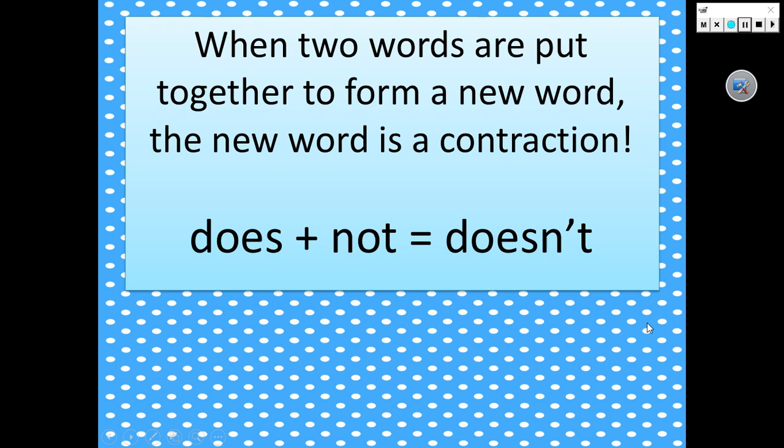So contractions are when two words are put together to form a new word. The new word is a contraction. So here's an example. It says does plus not equals doesn't. So when we put those two words together, does and not, it makes the new word, which is doesn't, and that is our contraction. Okay, and the reason that we use contractions is because they are shorter, easier to write, and easier to say.